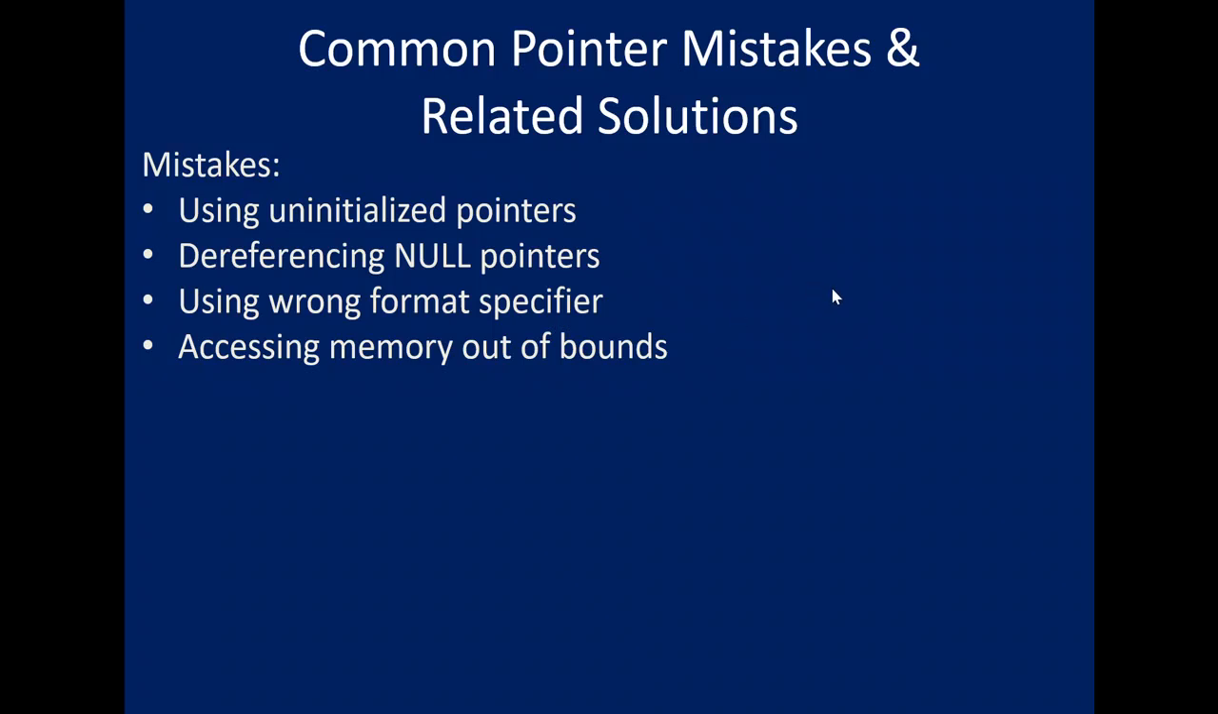Common mistakes related to pointers: uninitialized pointers. So declaring a pointer, not initializing it with a valid address; dereferencing a null pointer. So trying to retrieve the content of a pointer which is not actually pointing to a location which contains data; using the wrong format specifier. So if you have an integer variable, the pointer pointing to that location should also be of type integer. So the variable data type and the data type of the pointer should be the same. And accessing memory out of bounds.